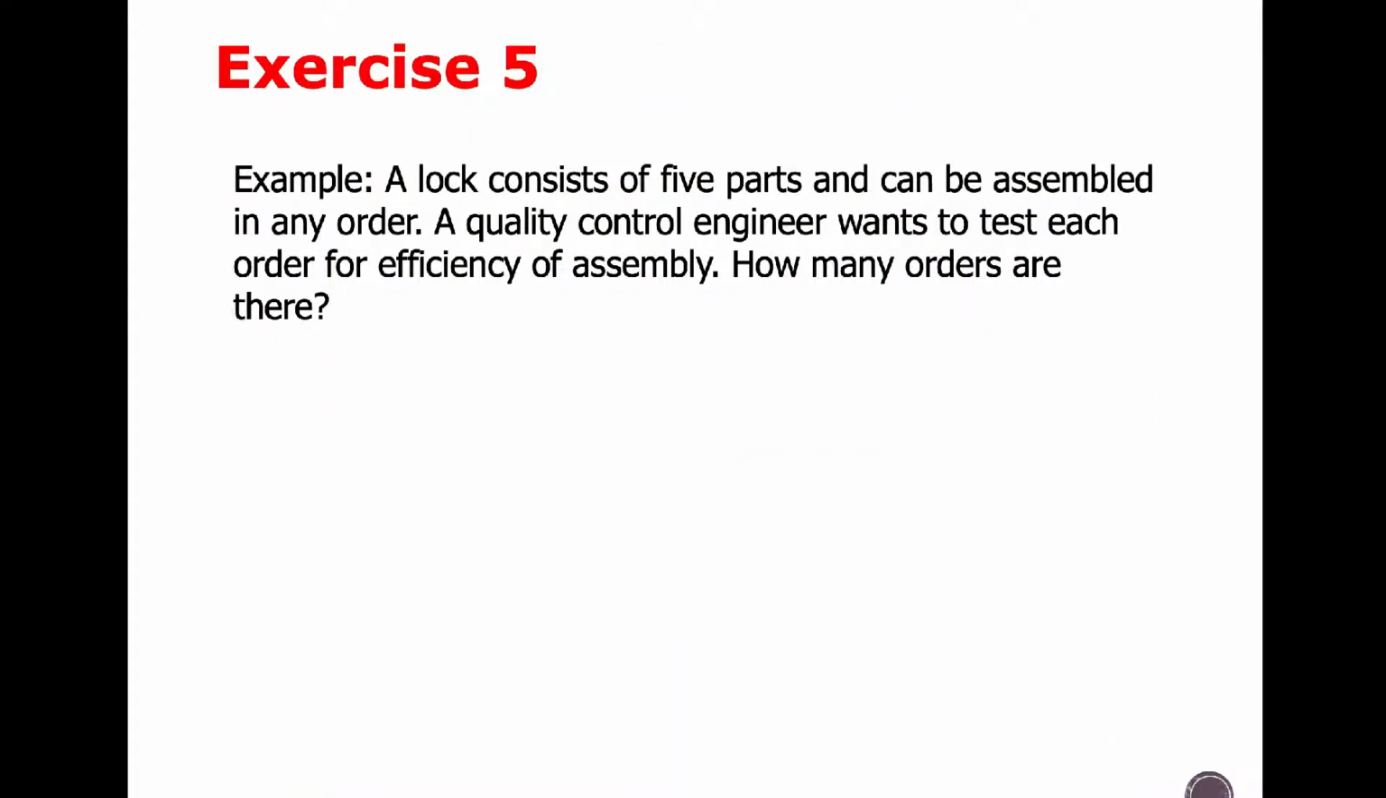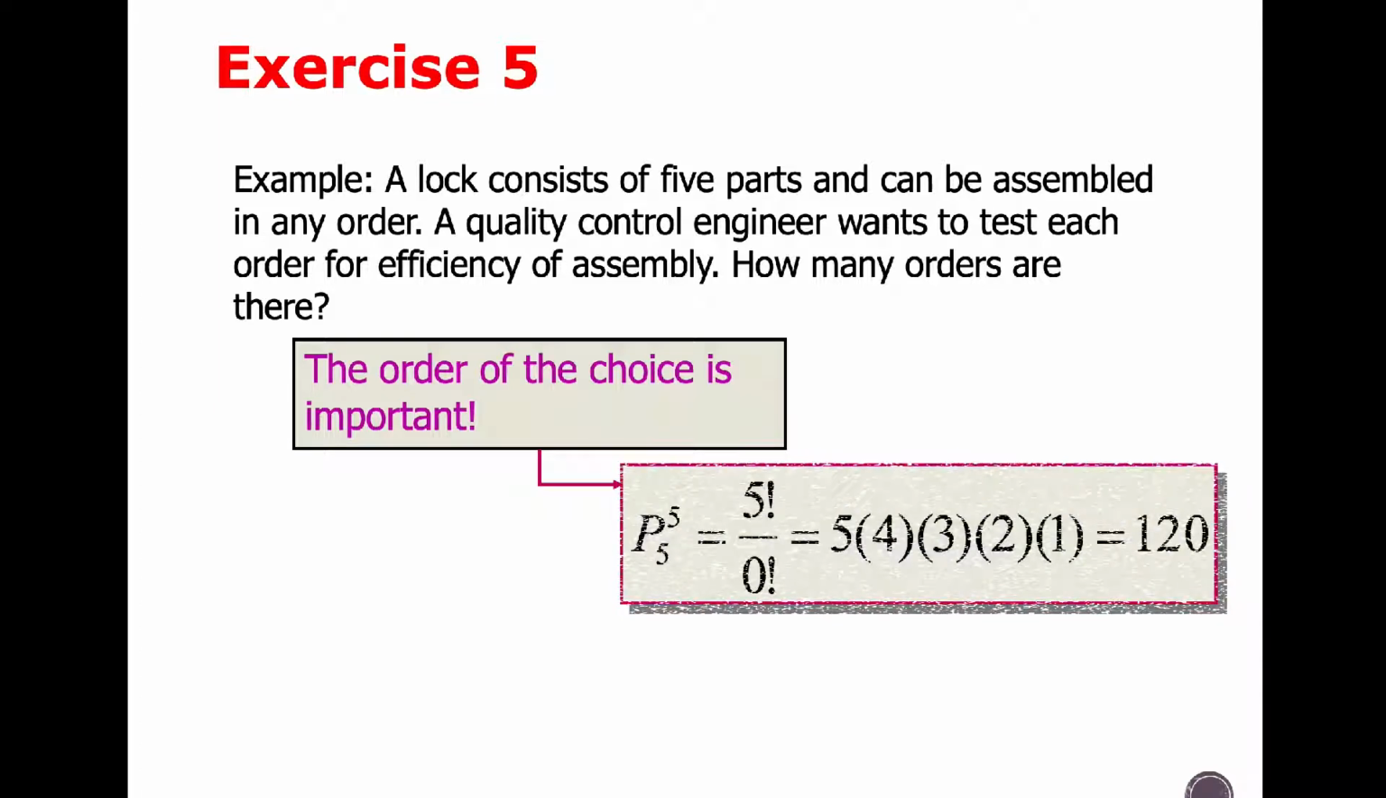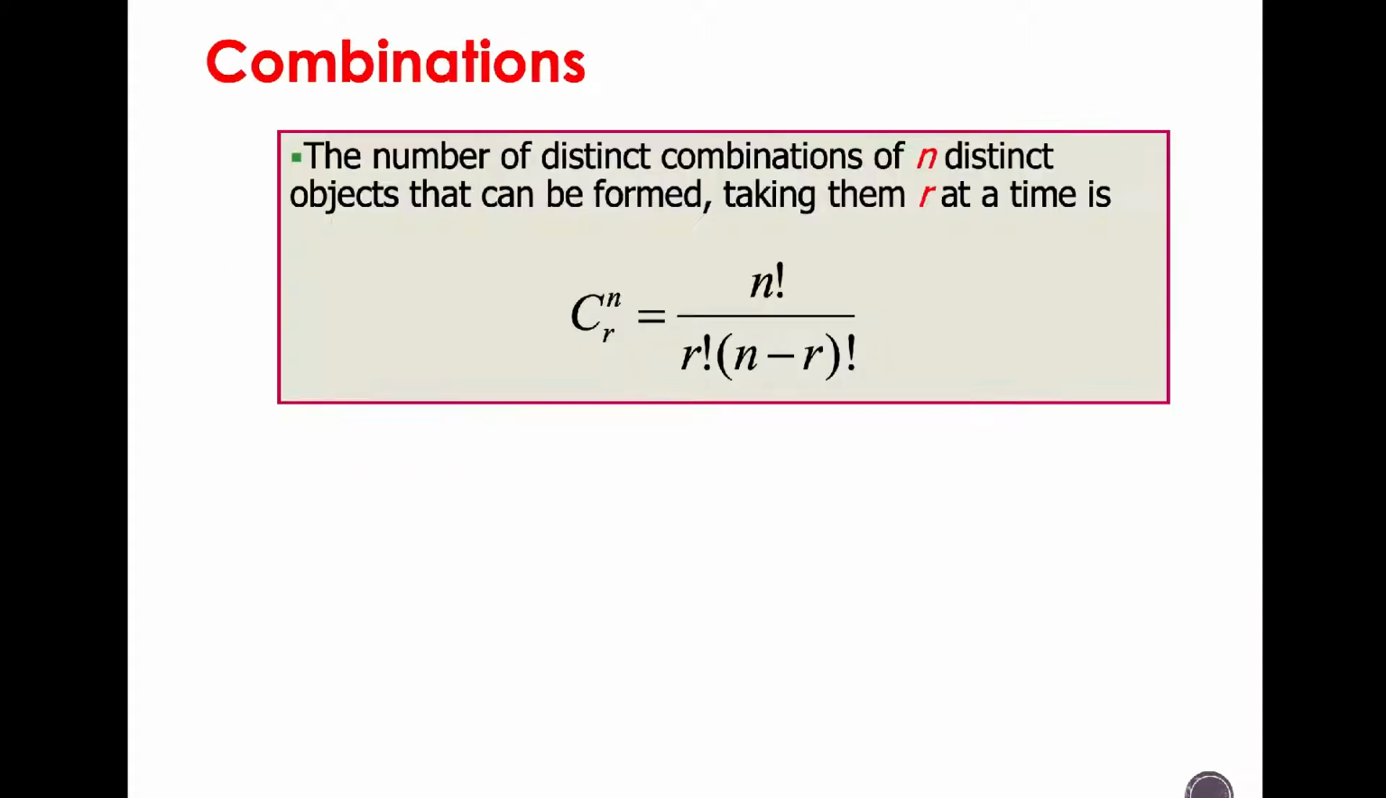Exercise 5. A lock consists of 5 parts and can be assembled in any order. A quality control engineer wants to test each order for efficiency of assembly. How many orders are there? So n is 5, because there are 5 parts, and it can be assembled in any order, so n minus r is 0, which gives 5 factorial divided by 0 factorial.